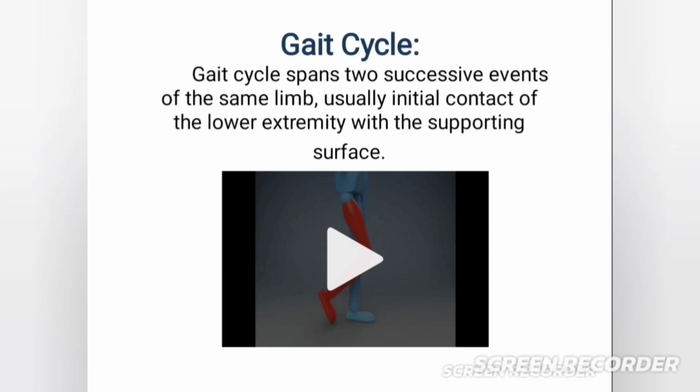Then moving towards the gait cycle. The gait cycle spans two successive events of the same limb, usually the initial contact of the lower extremity with the supportive surface. So from the moment one foot touches the ground until that same foot touches the ground again, that whole period of time is called the gait cycle.